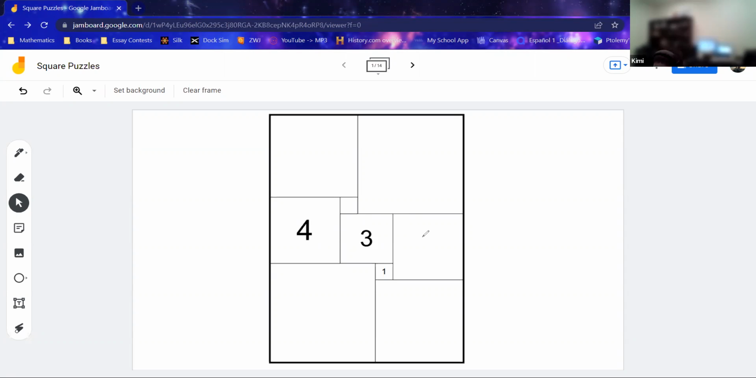Because I found something. If you eyeball this, there's about 9 ones to make one of the 3s, and then about 25 ones to make a 4.